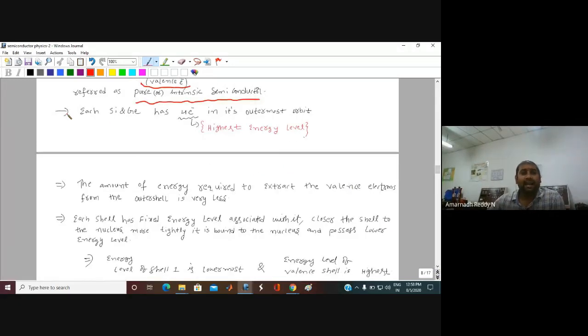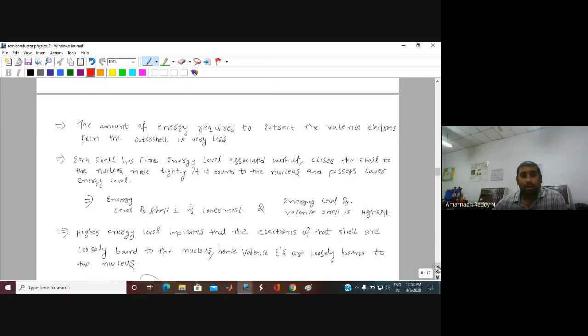Each of silicon and germanium has 4 electrons in its outermost orbit, as you saw in the atomic structure in the previous slide. Now, the amount of energy required to extract the valence electrons from the outer shell is very little. Why? Because they already have a higher amount of energy. Suppose you apply any energy, what happens? The electrons available in the first shell move to the next shell.